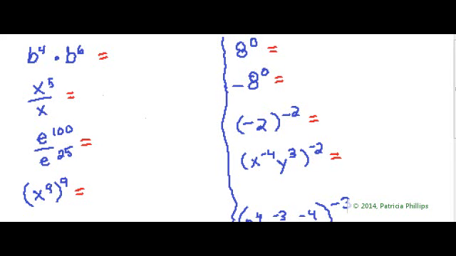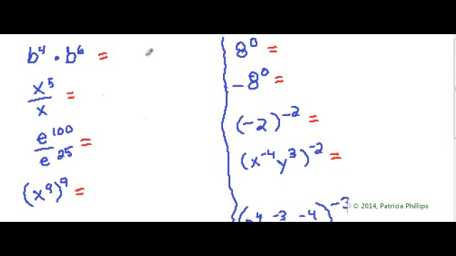Hello and welcome back. Today we're going to continue our discussion on the laws of exponents and simplifying expressions with negative and zero exponents. If you would like, you can pause the video and work the problem before we actually discuss it, if you'd like to test yourself on it.